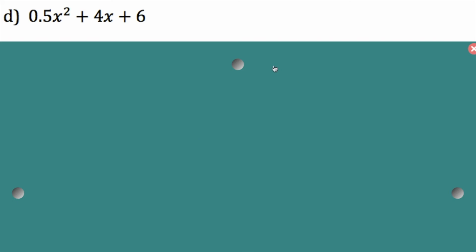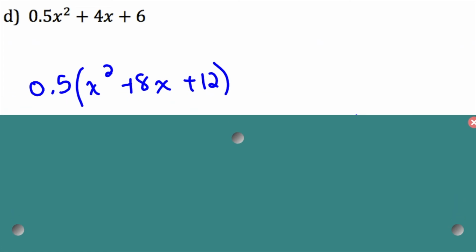Next one, D. Again, we have a 0.5 that we can't have here. We need to have a 1 in front of this x squared. So we have to divide out 0.5. So divide everything by a half. So take the 0.5 out. We're left with x squared.